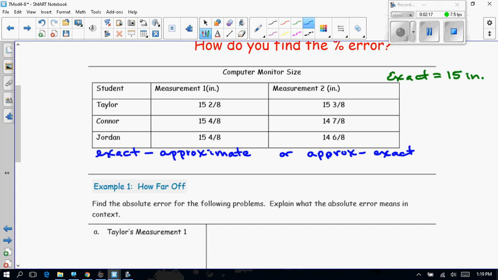But by switching the order, I'm going to get a positive or a negative answer. To avoid that, I'm going to use the absolute value, because the absolute value just turns your answer into positive. So I'm going to say the approximate, A, minus the exact, and I'll use the letter X for exact. Then we can plug them into these little formulas.